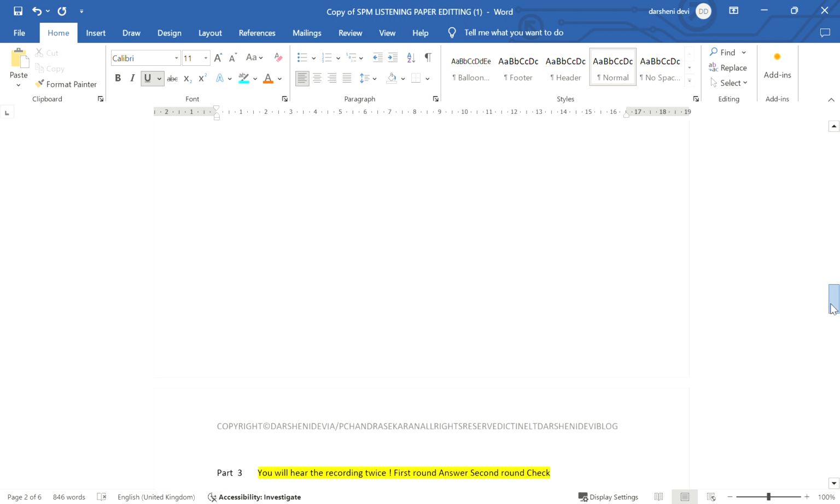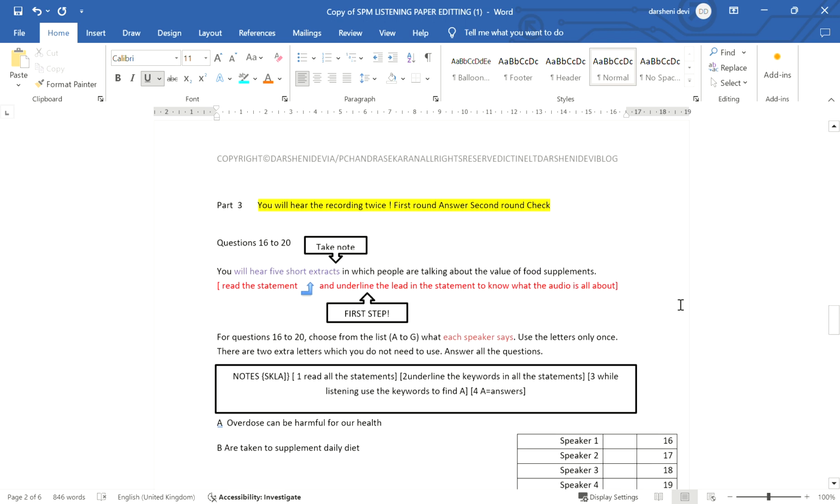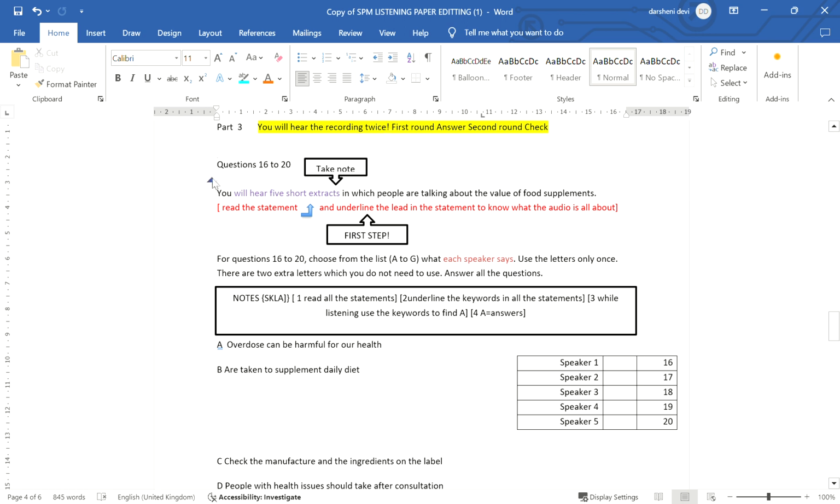Okay, now let's move on to part 3. So part 3 also the same. You will hear the recording twice. First round, teacher recommends you to answer. Second round, check. Okay, let's look at question 16 to 20. Always please read this entire instruction section. It's very, very important. So you will hear 5 short extracts. So you take note, it's 5 short extracts.